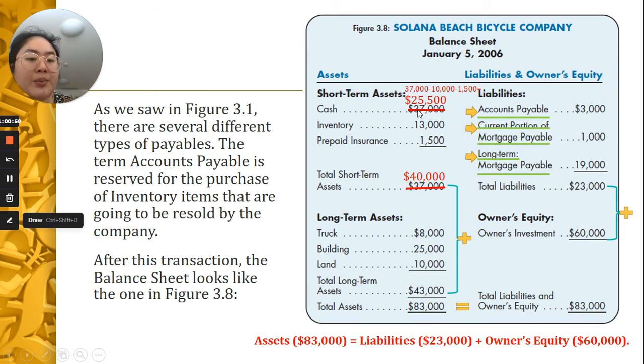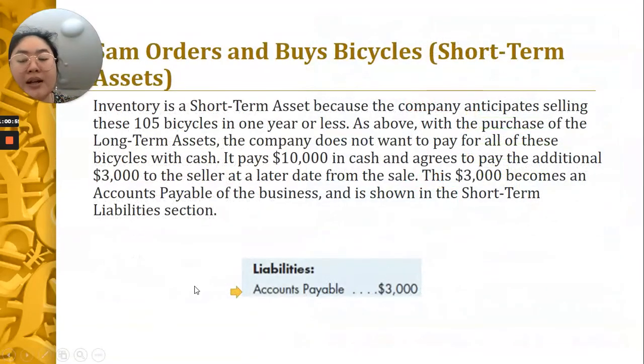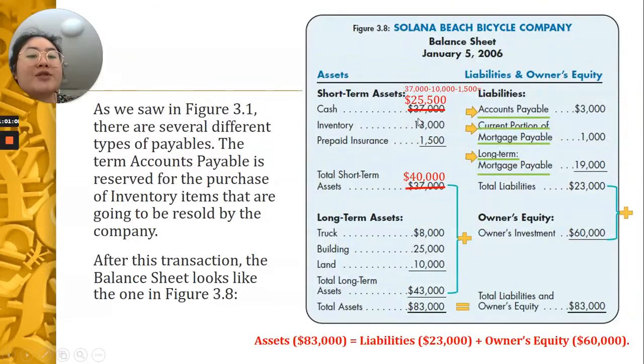This one is 37,000 but minus 10,000, because you pay for this one as buying bicycle for sale, but you pay in cash only 10,000. So the cash will be 25,500.